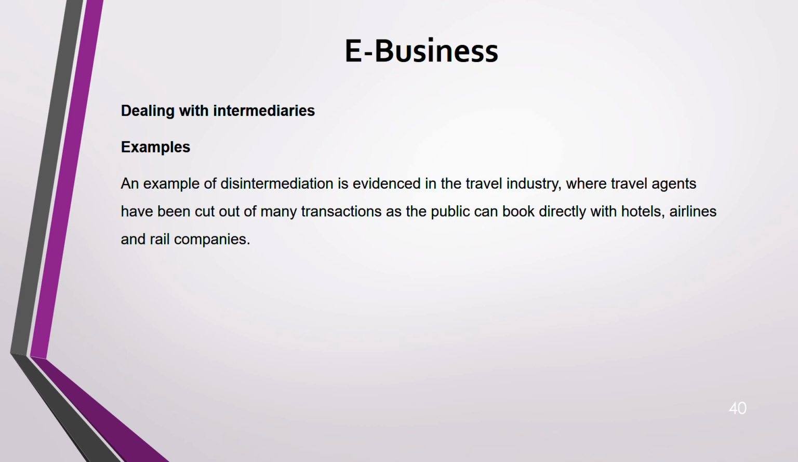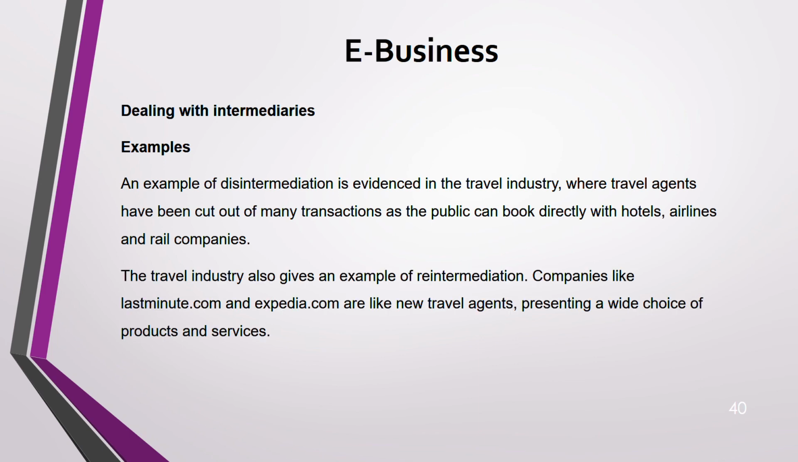Okay, anyway, disintermediation. An example is in the travel industry. Now you don't need any travel agent. Okay, you can just book directly with the hotel or the airline or the rail company. For re-intermediation, again the travel industry. Companies like lastminute.com, expedia.com, they are like your new travel agent now. So if something is cut off, it needs to be replaced with something else, no? So if they are not there, at least online, lastminute.com, expedia.com are now your new travel agent, which gives you a wide choice of product and service.